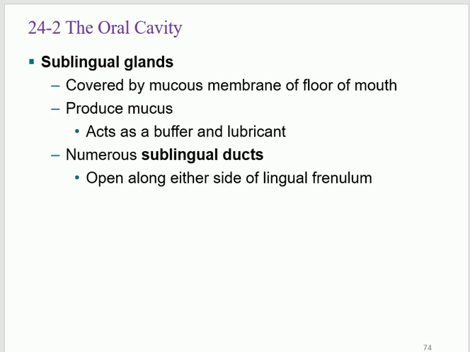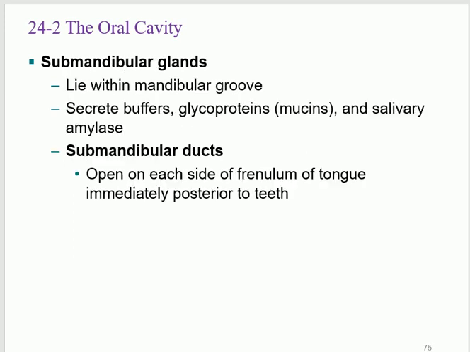What does it secrete? Does it also secrete salivary amylase? No. This one secretes mucus. Did we get the difference? We have three pairs, not all of them are the same. Parotid is the big one. This is the one that secretes the enzyme, salivary amylase. How about the sublingual, these tiny ones under the tongue? They secrete mucus. How about the submandibular? It's a mix of both.